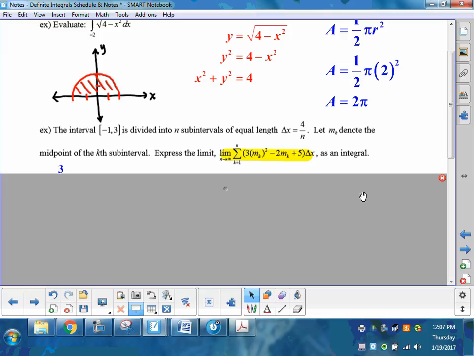What's the lower bound and what's the upper bound on our interval according to the directions of this question? -1 to 3. And it's of this function. So what would the function that you're taking the antiderivative of be? Who can convert this into an integral? We got note takers? Take a look. What do you think that would convert to?